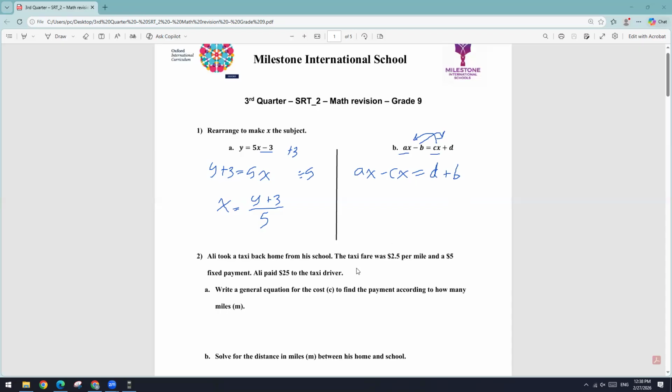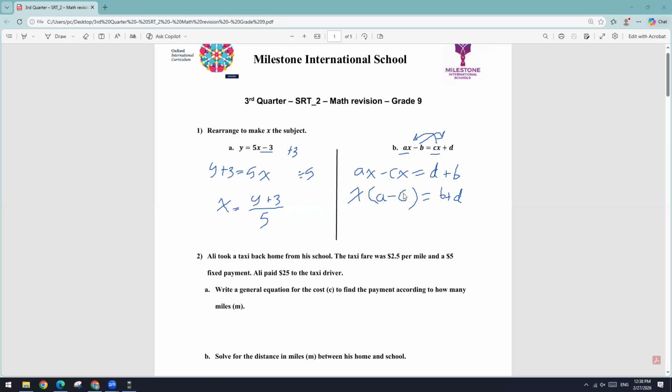So the best way is we need to take x as a common factor. So we write x outside, then we open a bracket. ax divided by x, I have a, minus cx divided by x is c, equals to, let me write them in alphabetical order, b plus d. Okay, now let's check. What do I have next to x? I have x multiplied by a minus c.